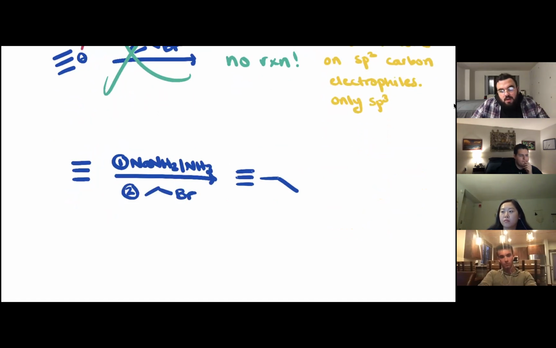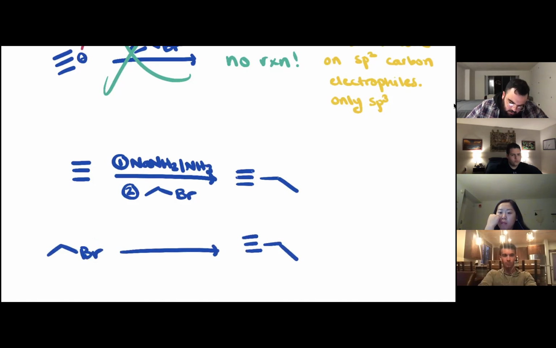And then step 2, ethyl bromide. Okay, so something like that, because you see they're trying to add 2 carbons there. If, let's say, you start off with your alkyl halide, and then you end up with this, you could just go ahead and write that by introducing acetylene, and then NaNH2 and NH3.